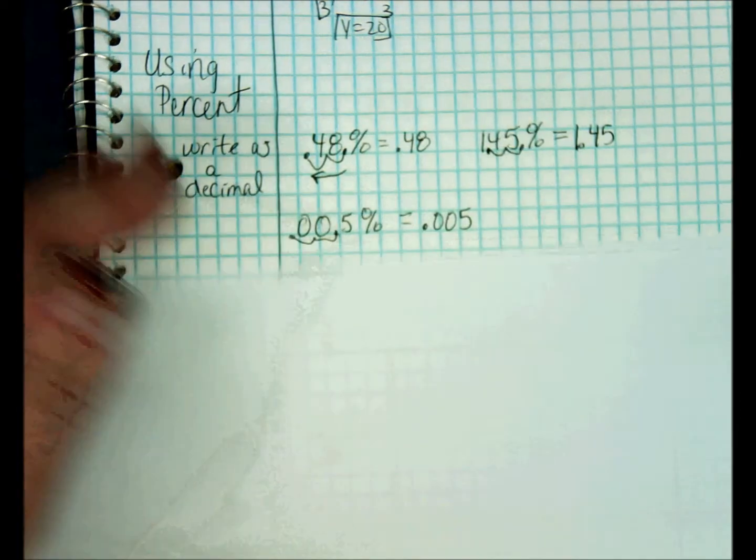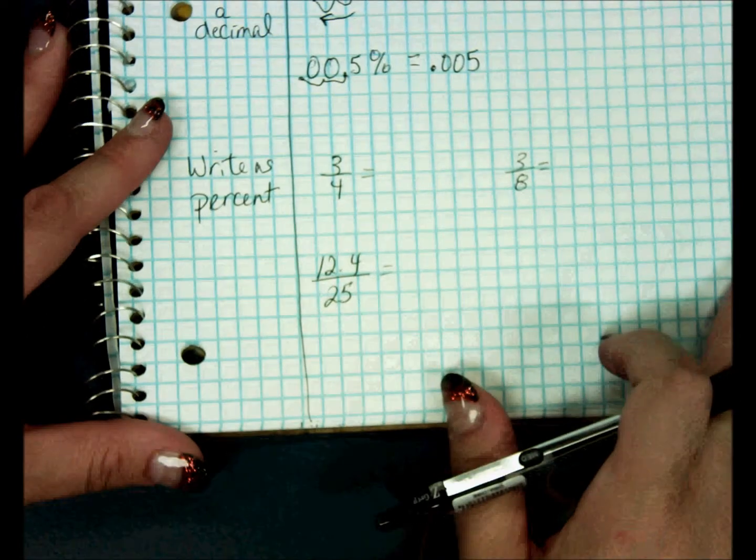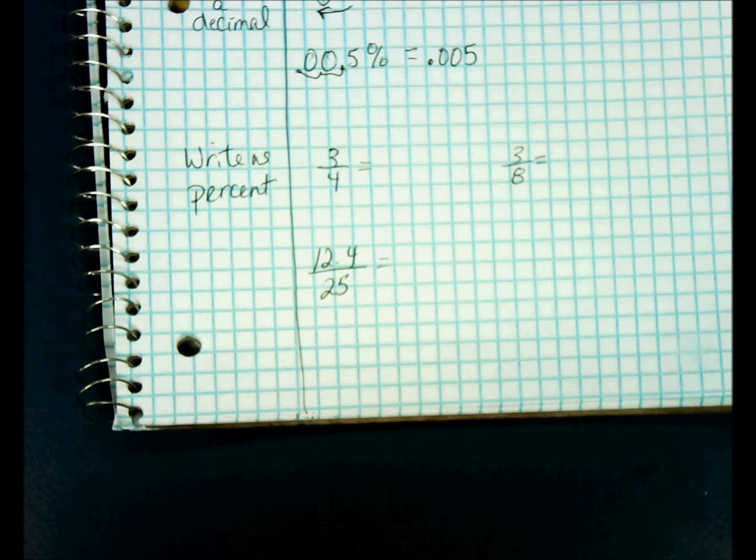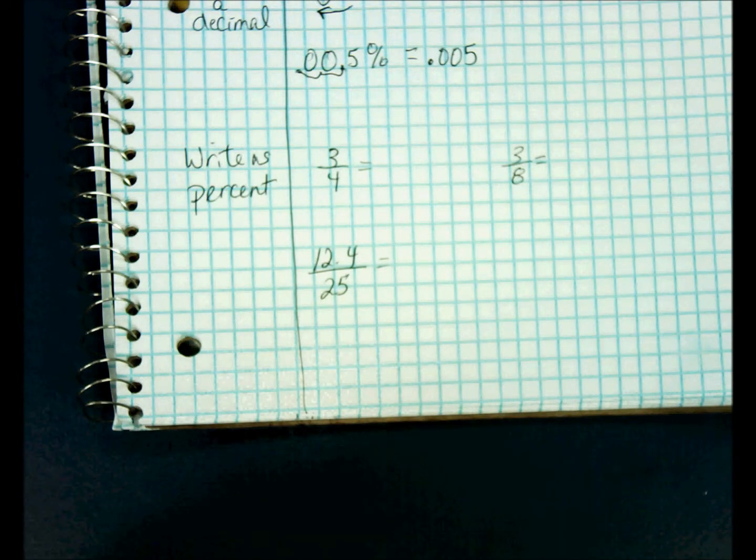Now we're going to take a number and write it as a percent. So we're going to go backwards. A couple of things you can do here. You'll notice everyone's a fraction. Percent means per 100.